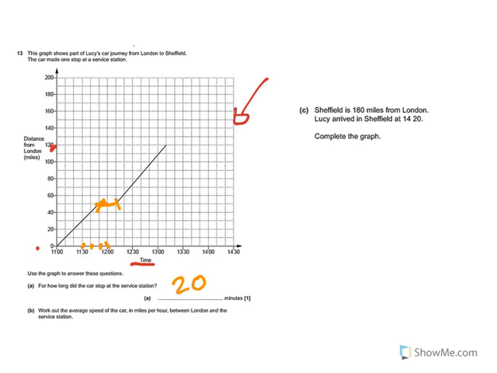Okay, question B. Work out the average speed of the car in miles per hour between London and the service station. You need to know the formula for speed, which is speed equals distance divided by time. In this case, obviously we don't know S. We need to work out the distance firstly between London and the service station, which is from the beginning of the graph here to the service station there, which is 50.